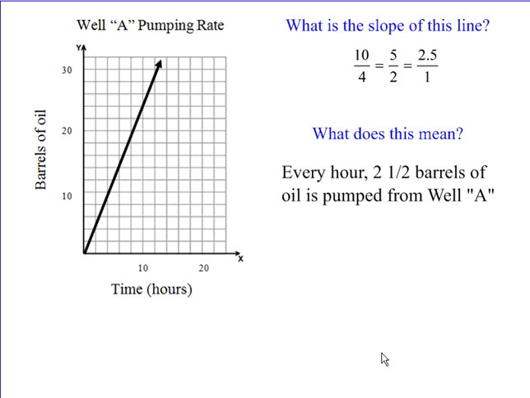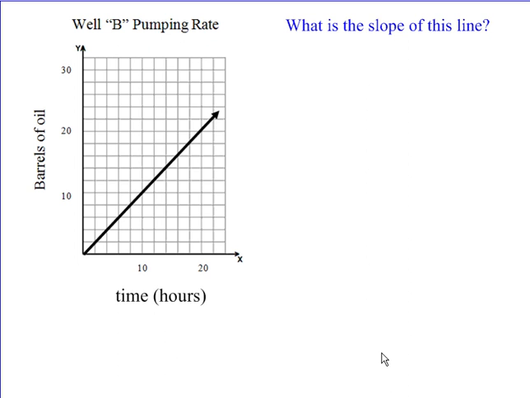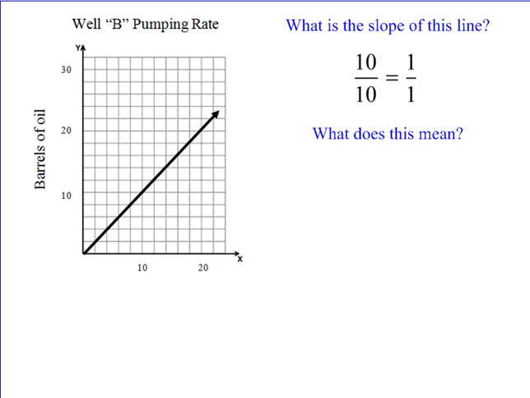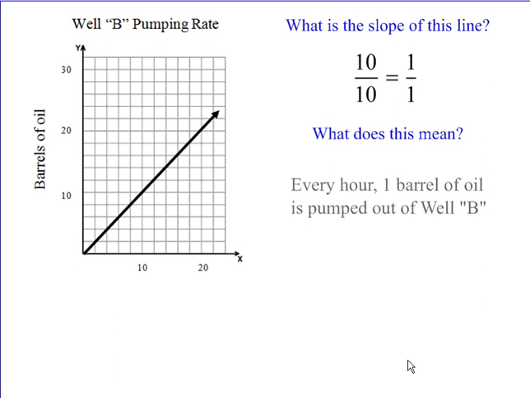Now, we'll use this information to compare it to well B. Here at well B, we can see its pumping rate. We'll use this point right here, which shows 10 barrels of oil in 10 hours time. And we'll use the common factor of 10 to reduce it, and we find that that's a 1-to-1 relationship. Again, we have to ask what that means, and what it means is that for every hour, 1 barrel of oil is pumped out of well B.